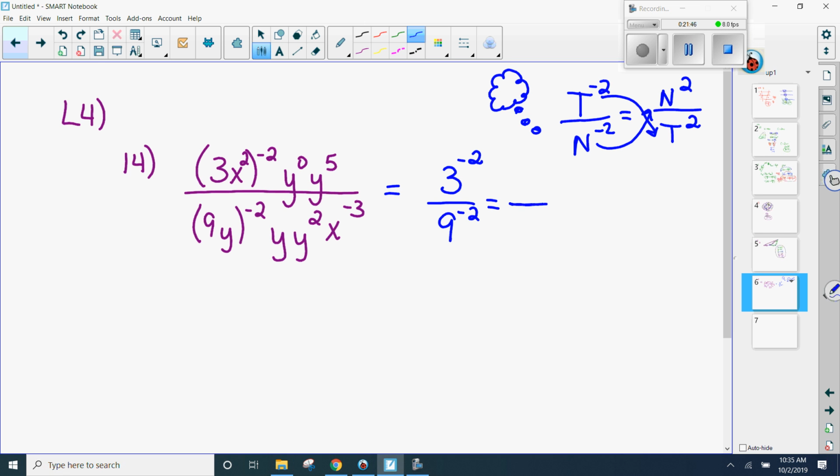So 3 to the -2 means 3 squared in the denominator. 9 to the -2 in the denominator means 9 squared in the numerator. I don't care if you calculate those right now or if you show it as 9 times 9 and 3 times 3. 9 squared is 81. 3 squared is 9. And 81/9 reduces down to 9. 9 goes into 81 9 times. Yes. That's part of my answer. 9 is in the numerator.